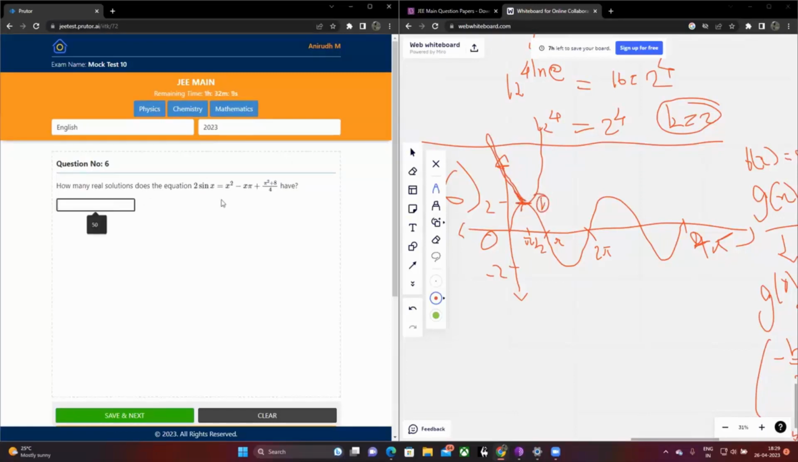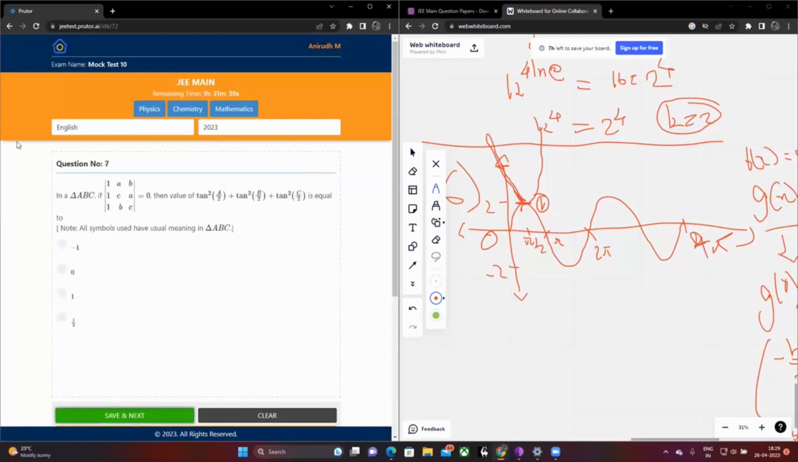And so this equation, 2 sin x equals this, has only one solution, right? Because by the graphical method, when you separate it as two functions, the number of intersections of these two functions gives you the real solutions of this equation, right? That's the theory behind it.